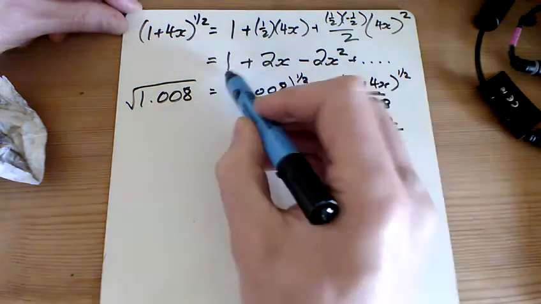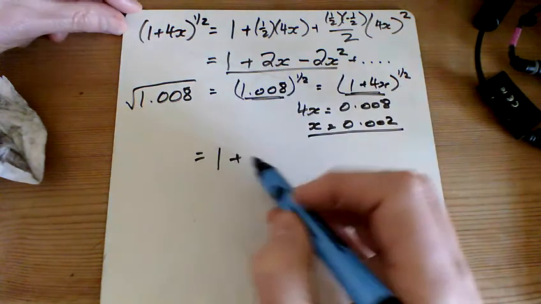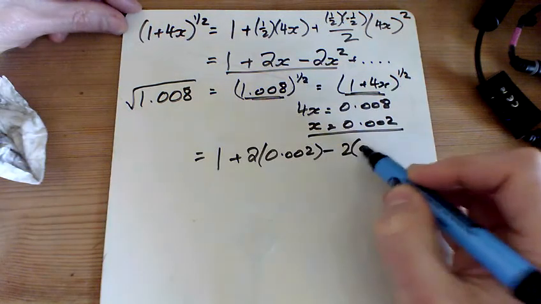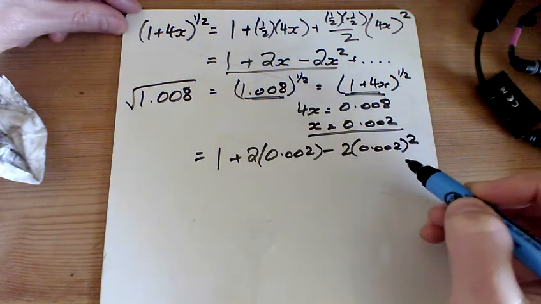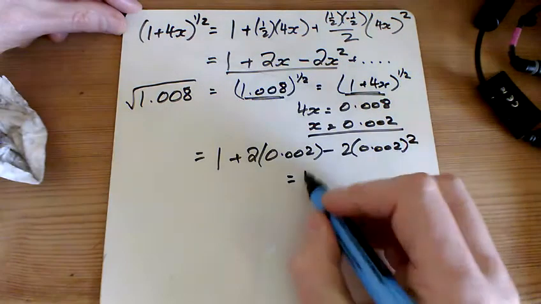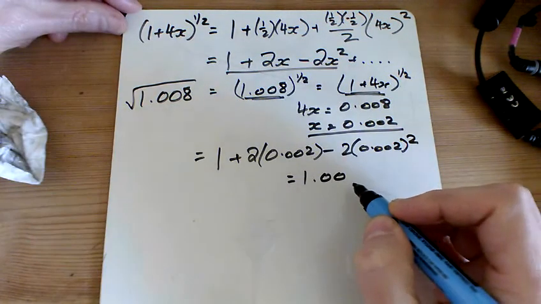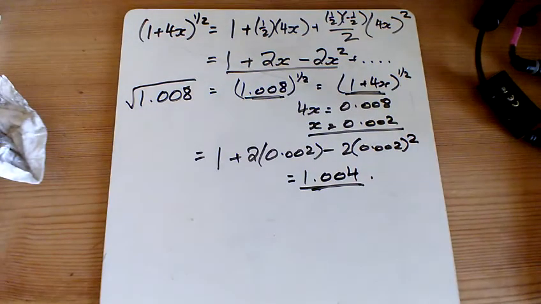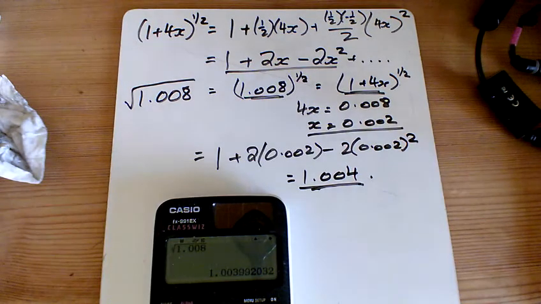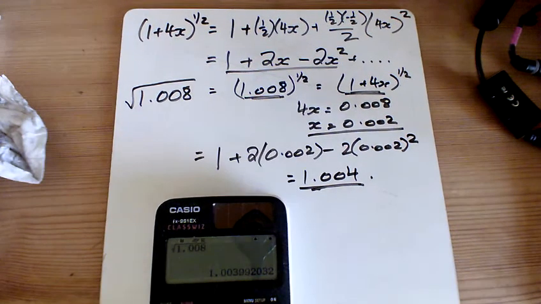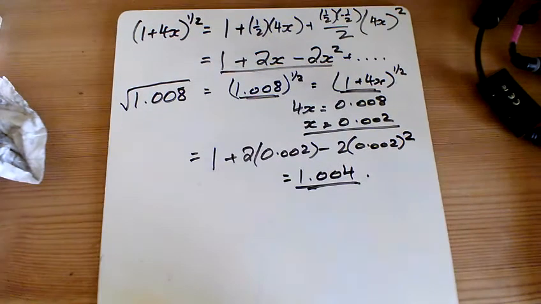I'm going to put this number in here. I've got 1 plus 2 lots of 0.002 minus 2 lots of 0.002 squared. And when I work that out, I get 1.00399. And so to 3 decimal places, I've got 1.004. The interesting thing with that is if you tap that into the calculator, we do get 1.004, but you can't always rely on that. They would test that out.